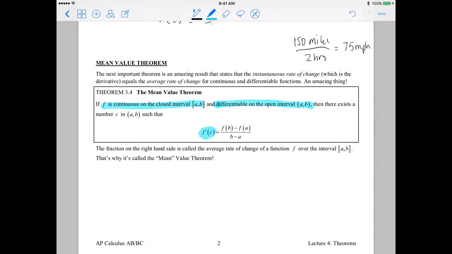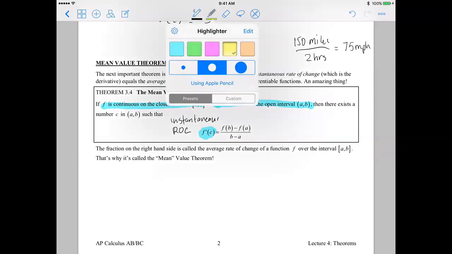of c, well, we've seen this symbol before. F prime of c is what is called the derivative. And in this case, we want to think about it as being the instantaneous rate of change. Okay, so f prime of c is your instantaneous rate of change. This is the rate of change in a function at an instant, at a particular moment, and that moment is called c. And that is equal to f of b minus f of a over b minus a.